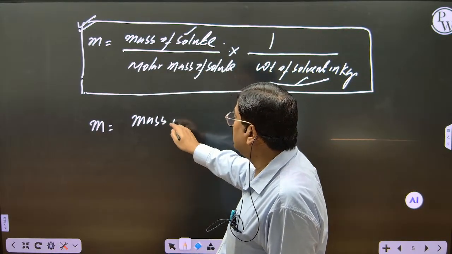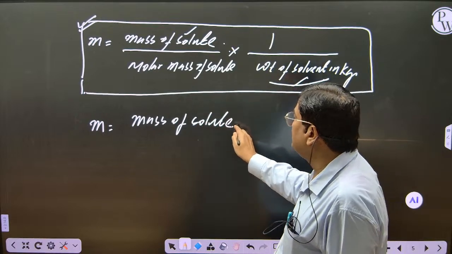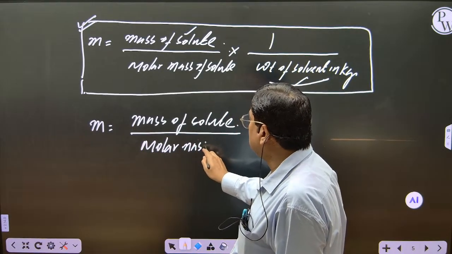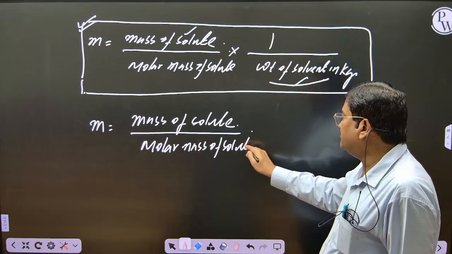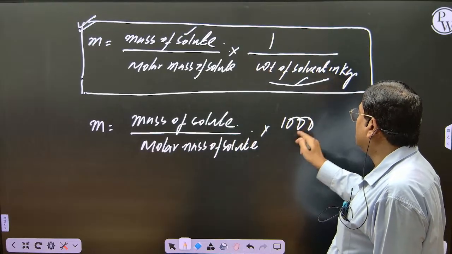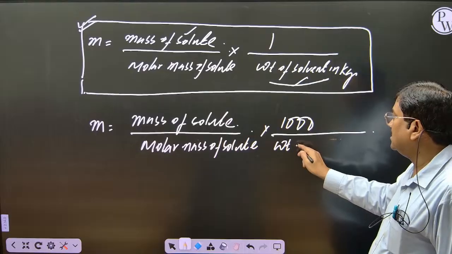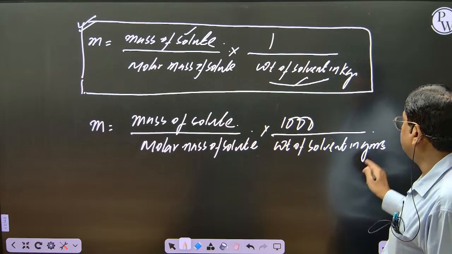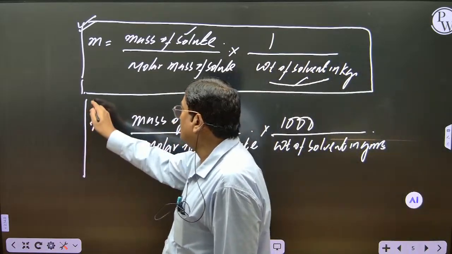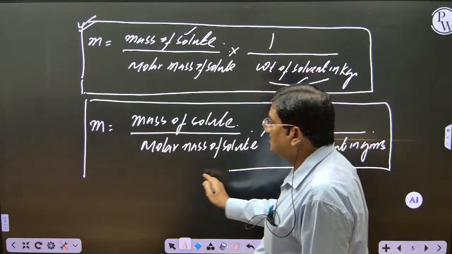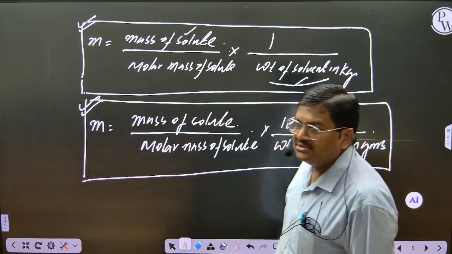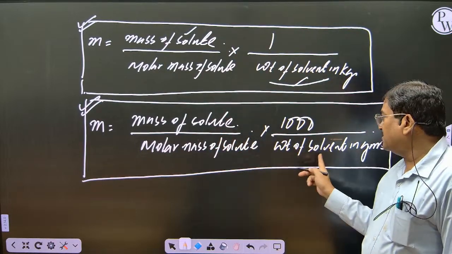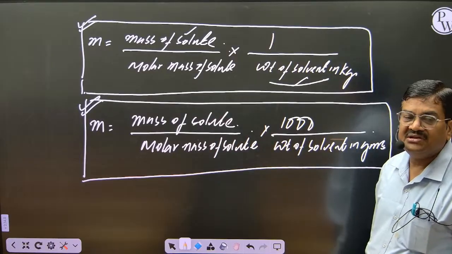Mass of solute by molar mass of solute, molecular mass of solute or molar mass of solute into 1000 upon weight of solvent in grams. When we take this relation, students, if it is given in grams, copy this relation. These two relations are important. So in the exam, they give you mass of solute. Weight of solvent, if they give in grams, use this second relation.